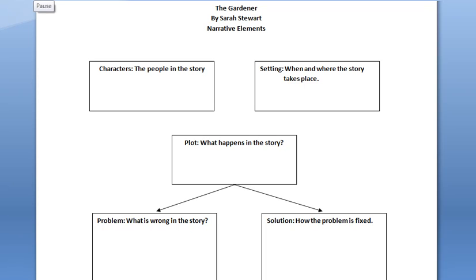In this lesson, we're going to be looking at The Gardener by Sarah Stewart. We're going to use this story to identify and use narrative elements, such as plot, character, and setting, to gain insight into characters' motivations and actions.